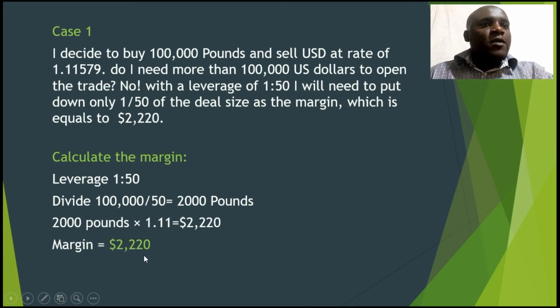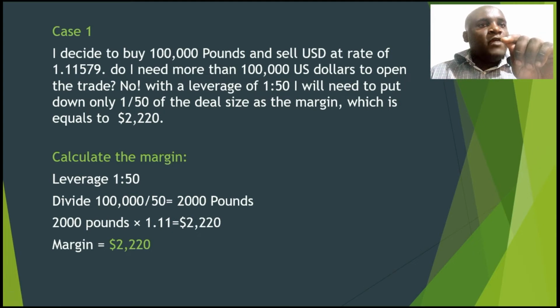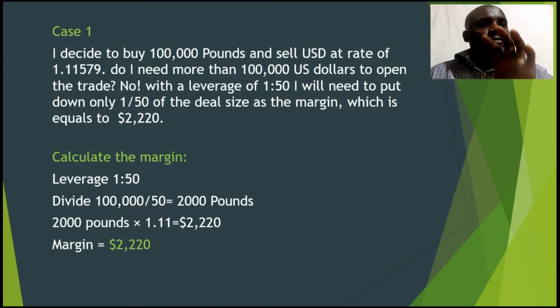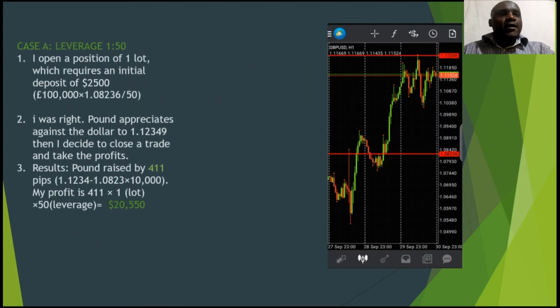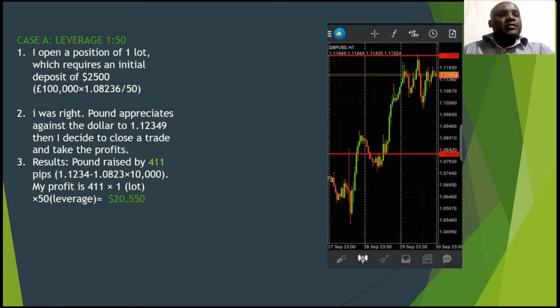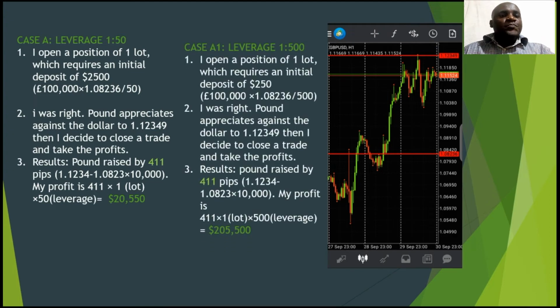So that is the margin. That is the minimum amount that I'm required to deposit when I open a trade in this currency, if I want to buy Great British Pounds against US dollars. So when I open this trade, the minimum amount that I'm required to deposit is $2,220. Let me go to case 2 now. This is the case in which I'm going to differentiate between the higher leverage and the lower leverage. So case 1, leverage of 1 to 50. This is the smaller leverage. Then case 1A, leverage of 1 to 500.